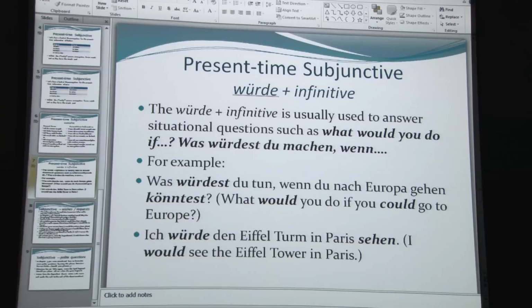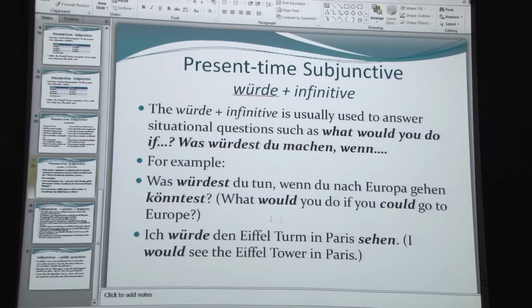Okay, and then all the other verbs, the ones that you didn't see in the chart above, the non-auxiliary verbs, you can pretty much use würde plus the infinitive, just like in English. Was würdest du tun, wenn du nach Europa gehen könntest? Ich würde den Eiffelturm in Paris sehen. Ja, nee, was würde ich tun, wenn ich nach Europa fliegen könnte?